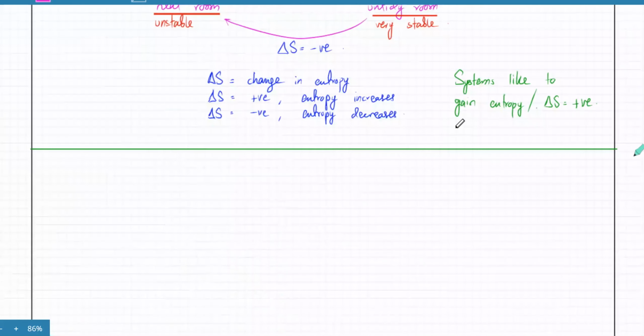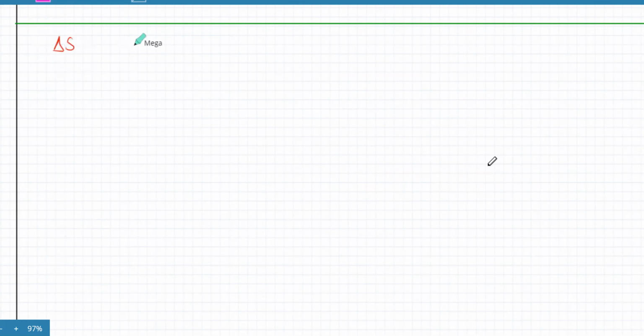So these systems like to gain disorder. And now I'm going to apply the concept to chemical reactions. Entropy is not a big chapter. It just has a few things, and you just have to conceptually answer them. First thing is to figure out the delta S sign. So how do you figure out the delta S sign?